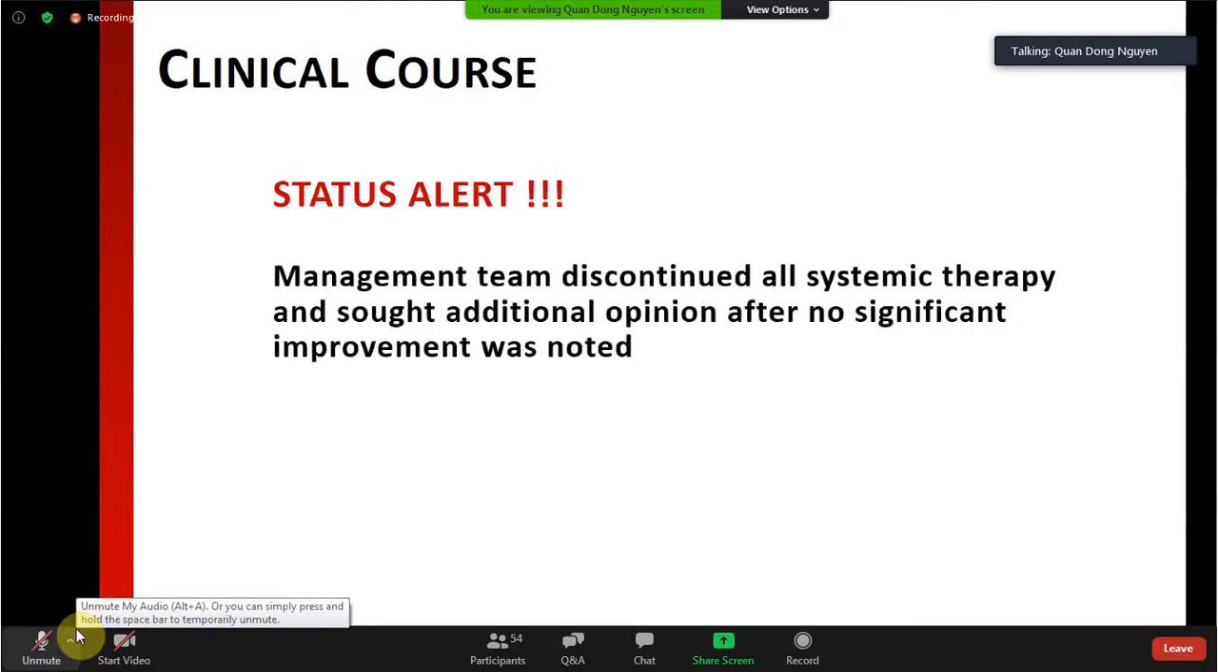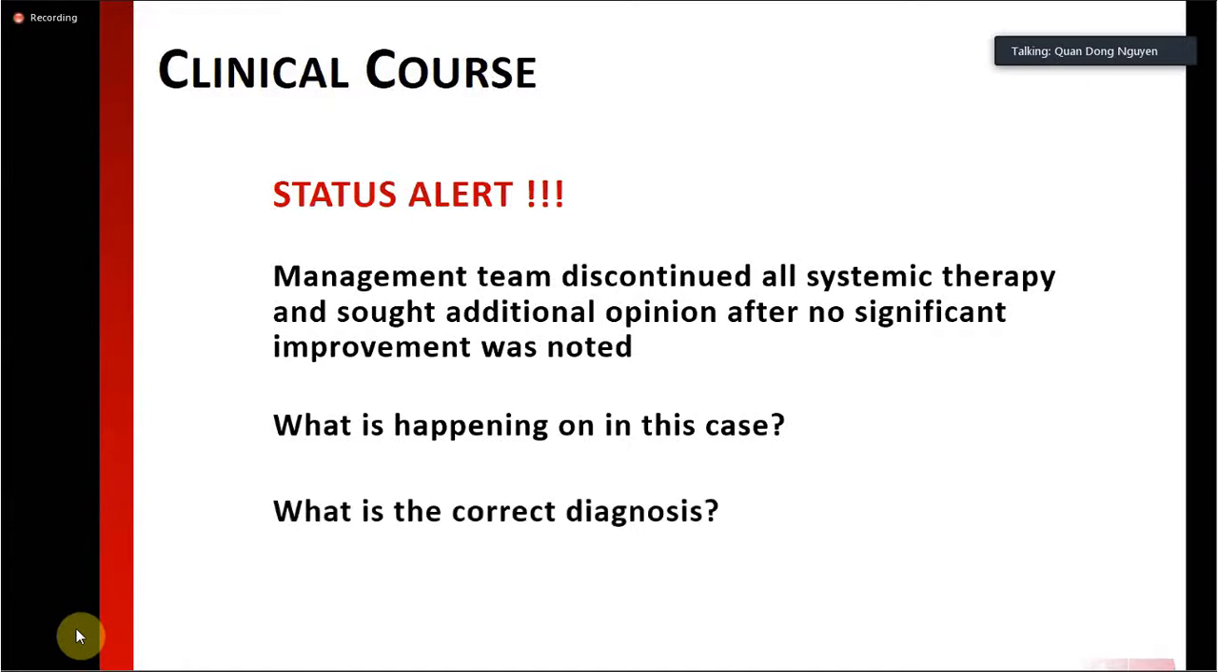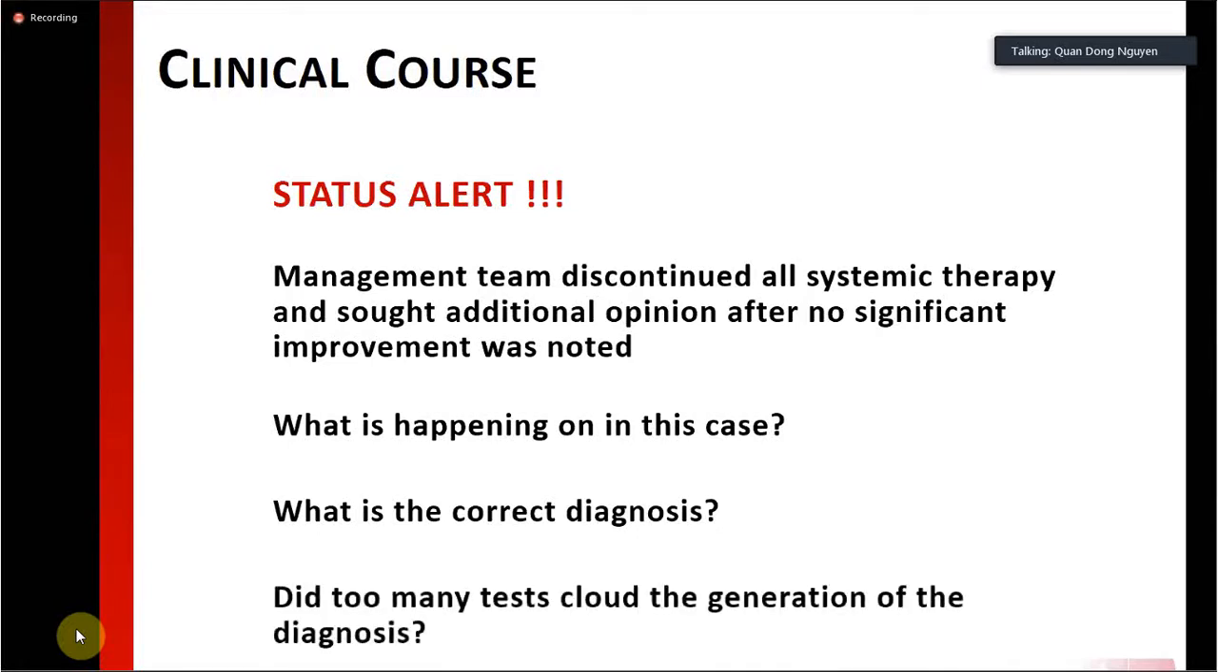So at this moment, the management team discontinued all systemic therapy and sought an additional opinion after no significant improvement was noted. So what is happening in this case, and what is the correct diagnosis here? Is this a case where we obtained a lot of laboratory workup and maybe it's clouding? Is it possible that some of the test results could be the problem here, that sort of blindfold us into considering certain diagnoses?